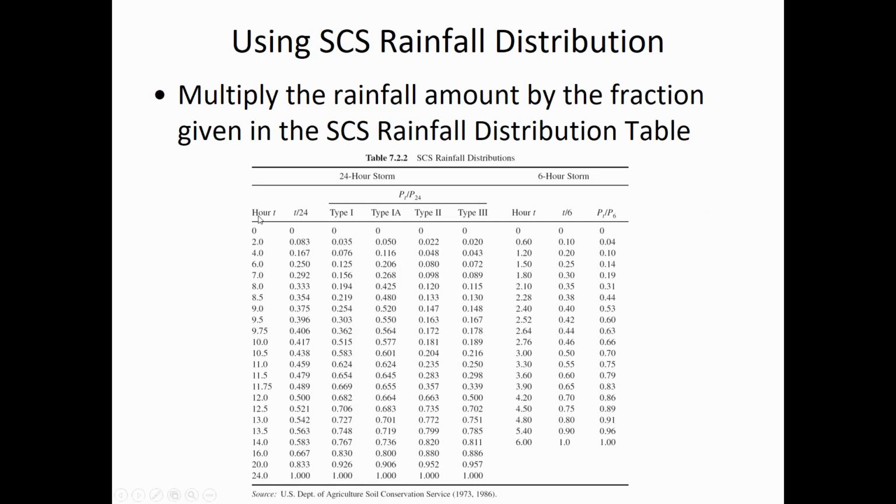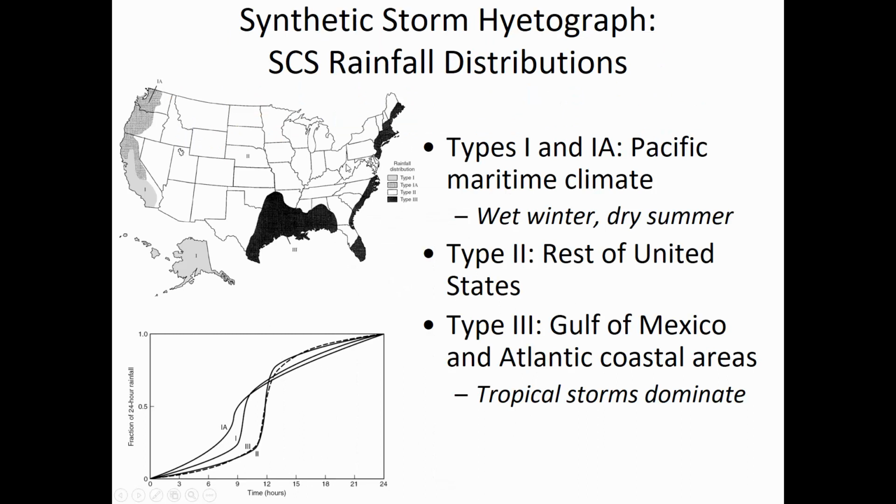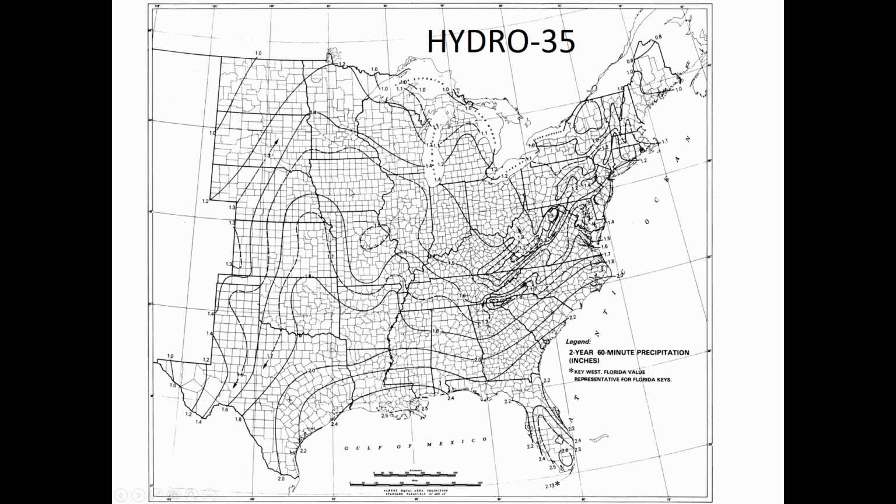So here's that figure where if you knew the rainfall amount, then you could multiply it by the fraction, and that would tell you how much of the depth has occurred up to a given time. And it varies by type. And what you need to remember is that we are type 2 here in West Virginia. This is taken from your textbook.